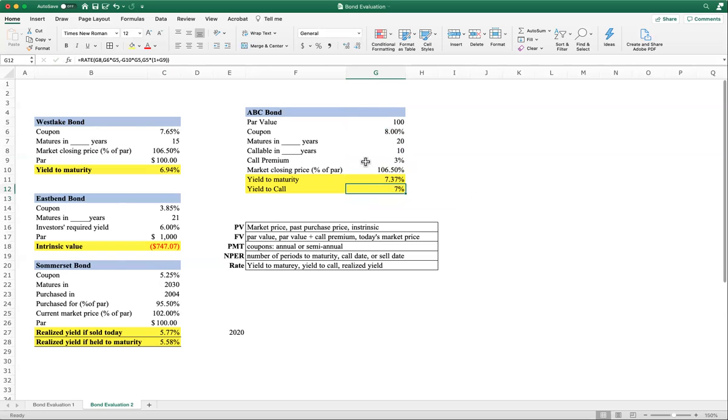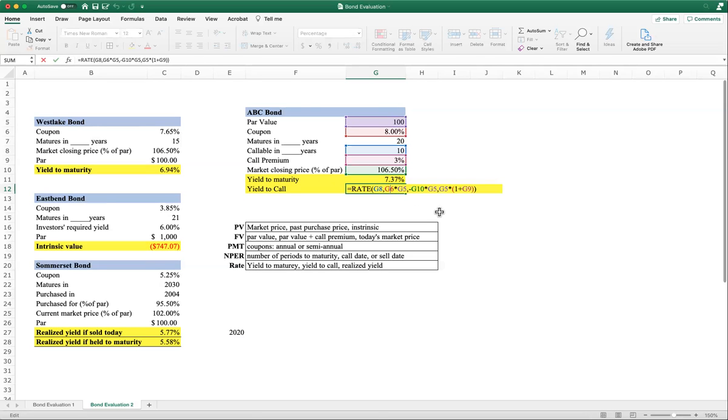So your rate, your yield to call right here, you see that is actually lower. You guys see that? All right, so it means that holding until maturity is a better deal. But in this case, if it's called, then you have a potential risk of getting called. But you have to think about where you want to invest that money again.